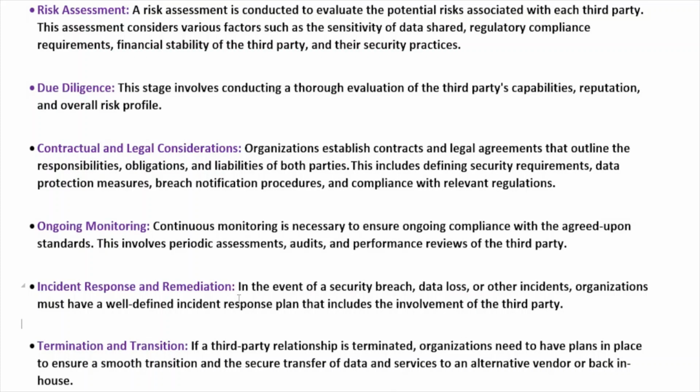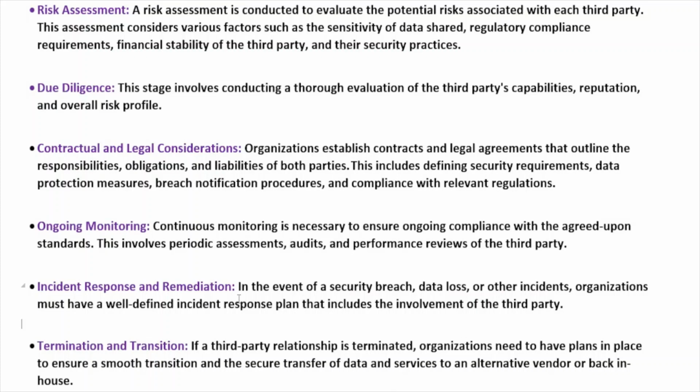If we talk about our example of a bank, if the bank decides to switch to another payment processing company, or bring the processing in house, they must have a plan in place to ensure a smooth transition. Basically it includes securely transferring customer data, coordinating the transition period, and ensuring continuity of service for customers as well.